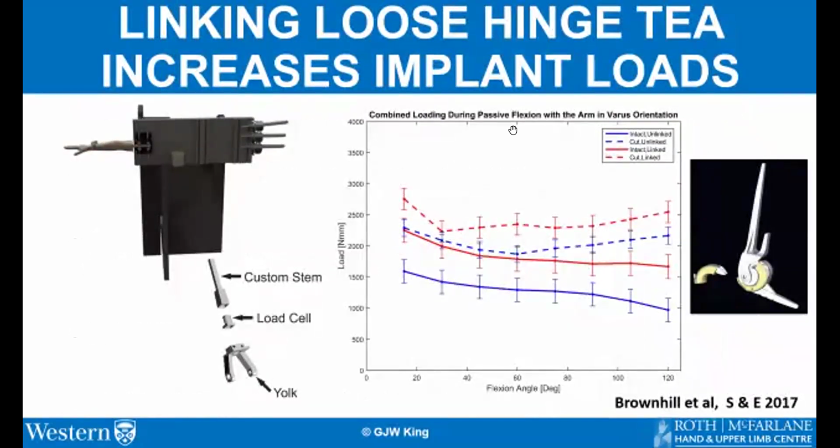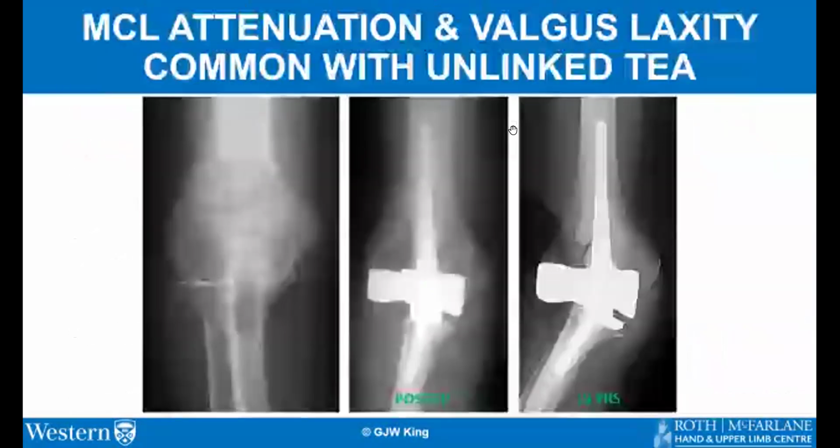We know that linking a loose hinge total elbow arthroplasty does increase implant loading. As you can see here, when this implant was linked, the forces went from the blue lines to the red lines, suggesting a significant increase in forces on the bone cement interface, and hence a theoretical increase in loosening risk when an implant is linked.